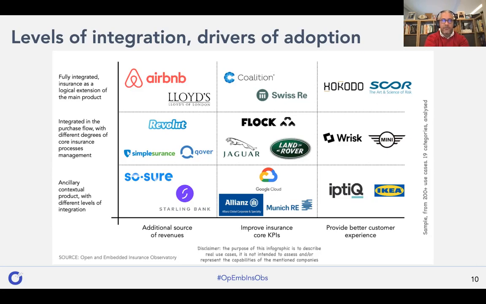Regarding the drivers of adoption, for example, 3 of the main are adopting embedded insurance as an additional source of revenues, on insurance side to enter new markets, and on distribution side coming from the commissions arising from the sale of insurance. Through open insurance, particularly through external data, insurers can improve their core KPIs. And by embedding insurance with non-insurance core services, distributors can provide better customer experience to their customers and increase customer loyalty.